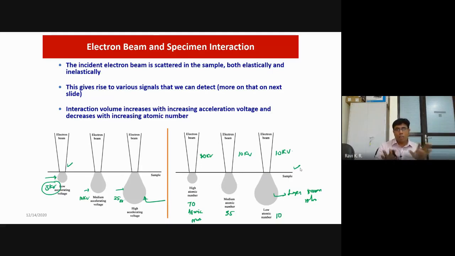At this point, just try to understand this point. We'll discuss all these parameters a little bit later, when we look at the image and change the different operating parameters, and how the image resolution or image quality changes.